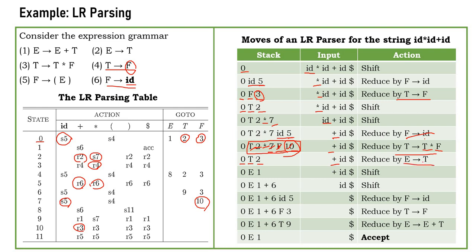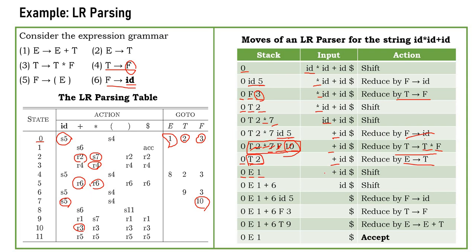So how many elements are there in the left side? It is only one element. So 1 into 2, so 2. So 2 elements will be removed. So this T and 2 are removed from the stack and we are reducing it by E. Then we have to check 0 and E. So what is the value for 0 E? It is 1. So the 1 will be inserted.